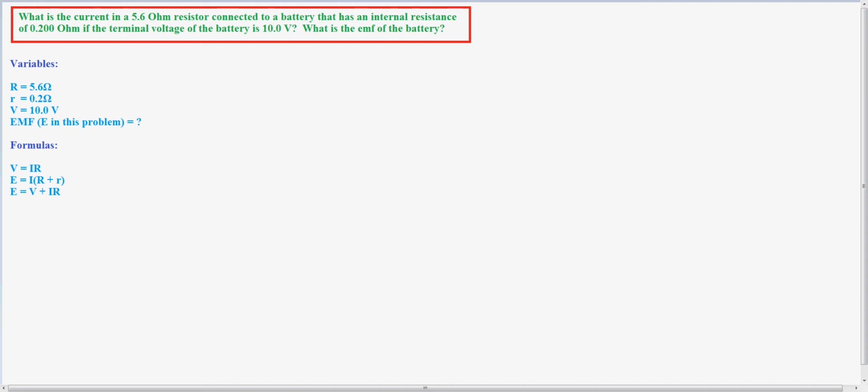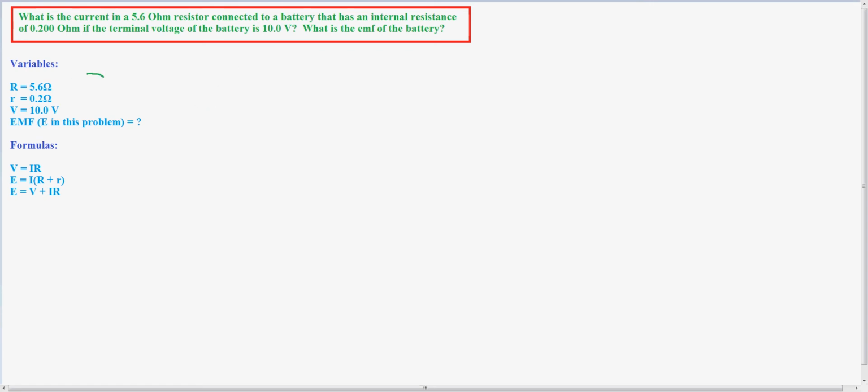Hello, I decided to use this method to solve this problem. The problem is: what is the current in a 5.6 ohm resistor connected to a battery that has an internal resistance of 0.2 ohms, if the terminal voltage of the battery is 10 volts? What is the EMF of the battery?